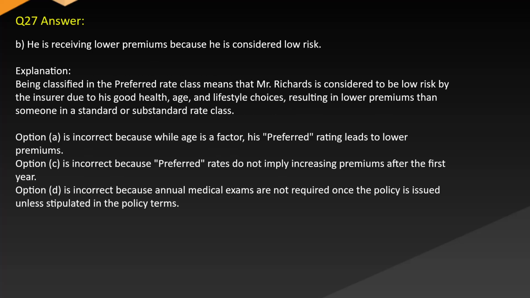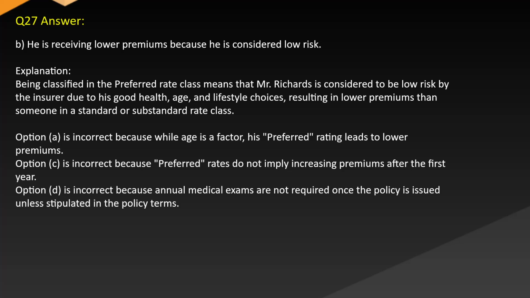Answer: B. He is receiving low premiums because he is considered low risk. Explanation: being classified in the preferred rate class means that Mr. Richards is considered to be low risk by the insurer due to his good health, age, and lifestyle choices, resulting in lower premiums than someone in a standard or substandard rate class.